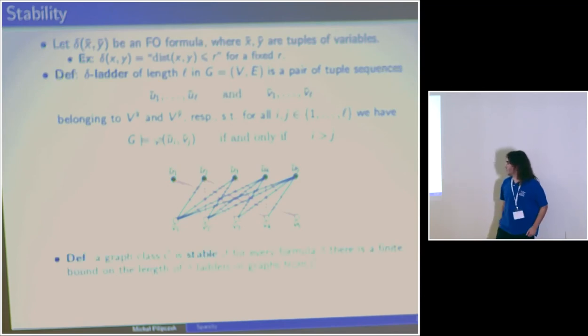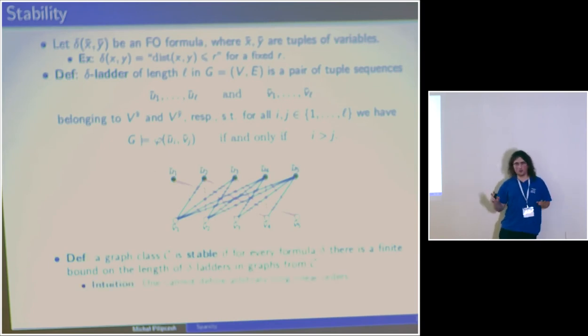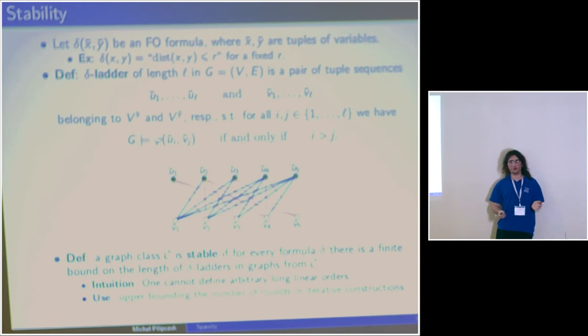Then I say that a graph class is stable if for every FO formula delta, I've got a finite constant bound on the length of the ladder that I can get in this manner. This is the definition of stability. The intuition is that you cannot define long linear orders in this way. And the actual usage of this definition is that you try to make an iterative procedure, as we did for the dominating set problem, and you bound the length of the procedure by the upper bound on the length of the ladder that you know a priori exists.